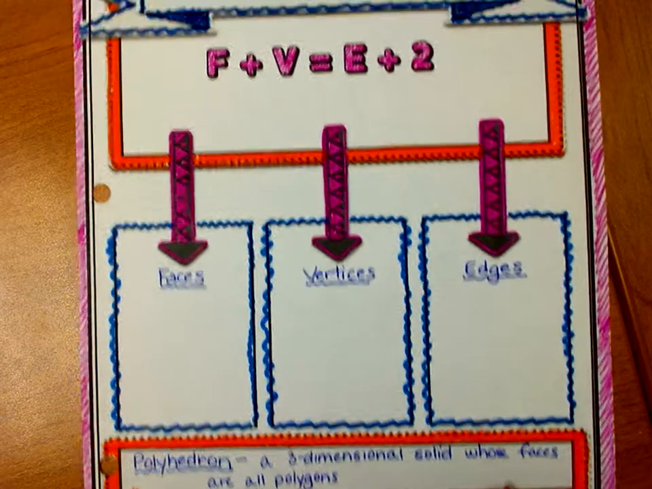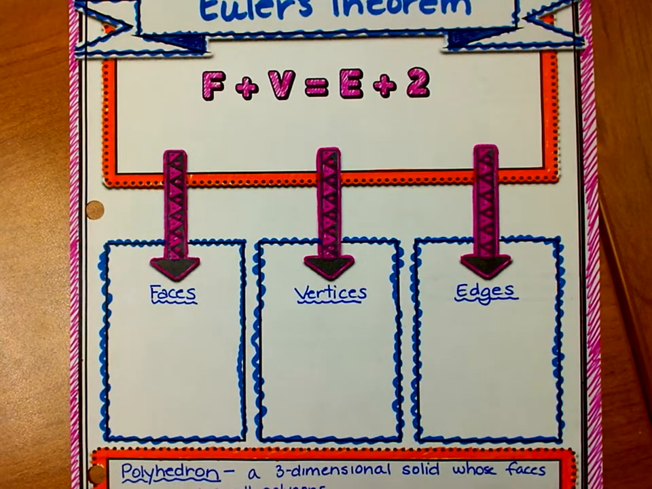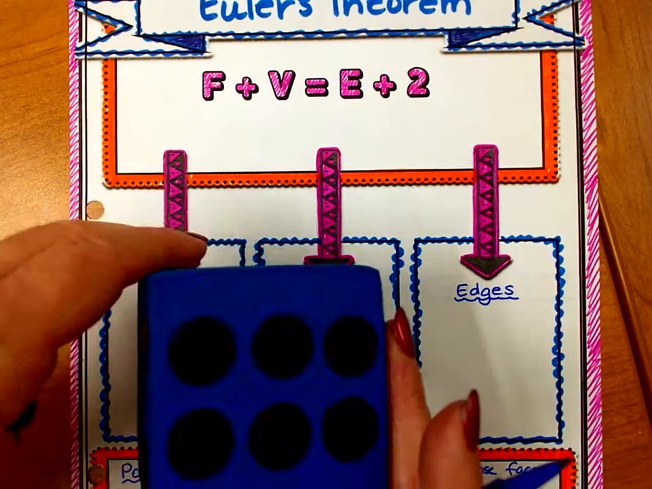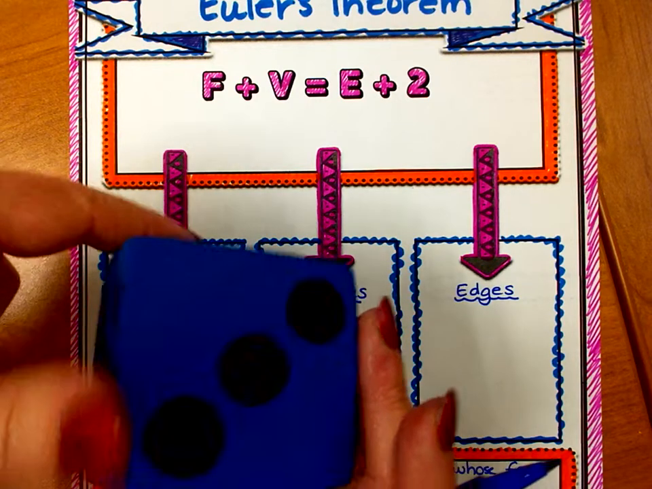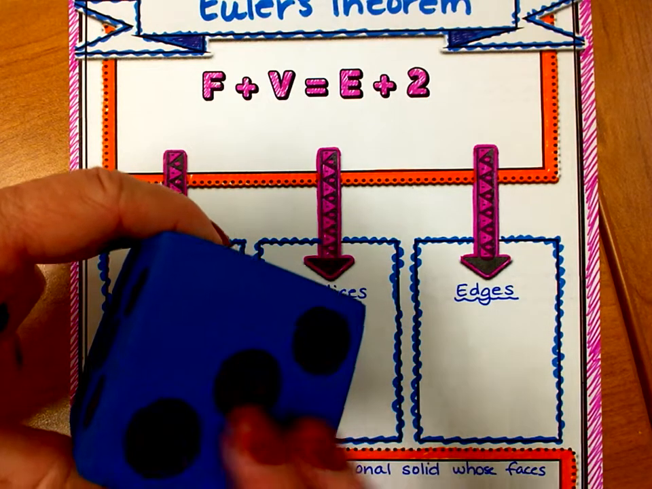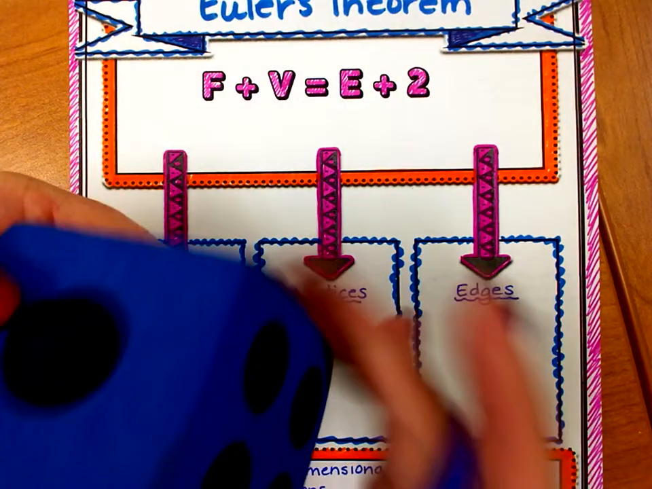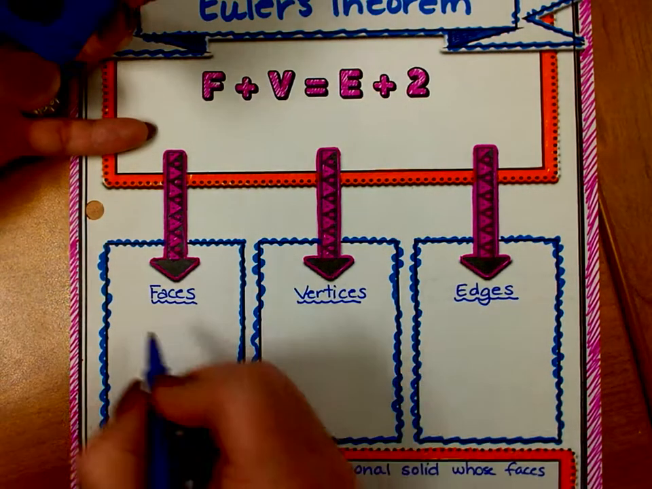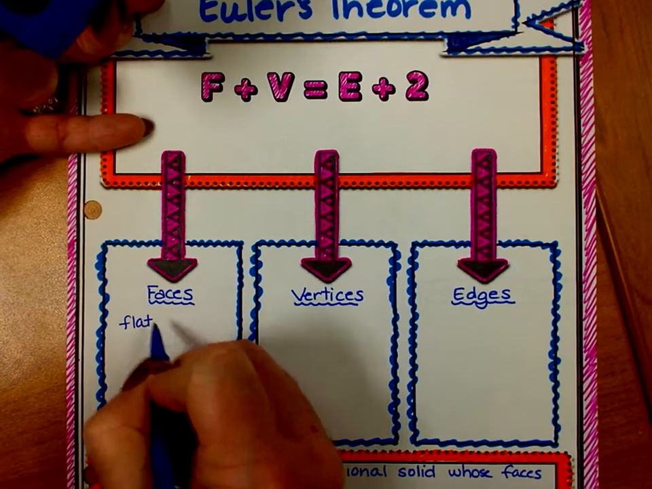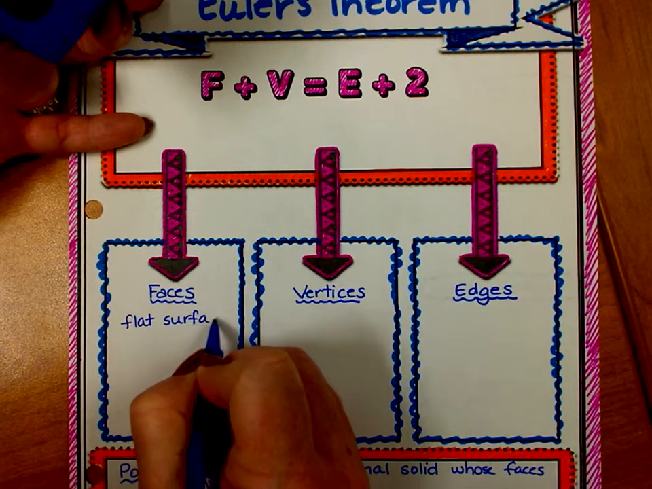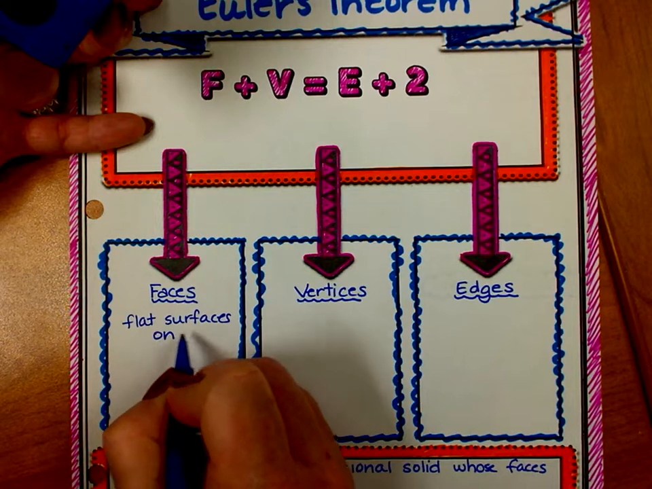Okay, so what are faces? All right, let's go look up here. So we have this huge gigantic dice right here. Okay, it is a cube. So all of these flat surfaces on this cube, these are all the faces. So faces are the flat surfaces on the polyhedron.